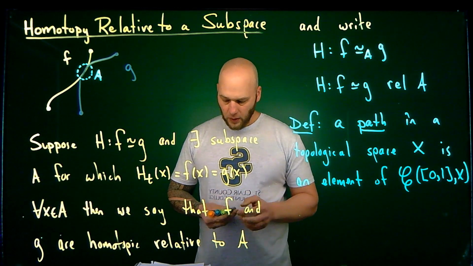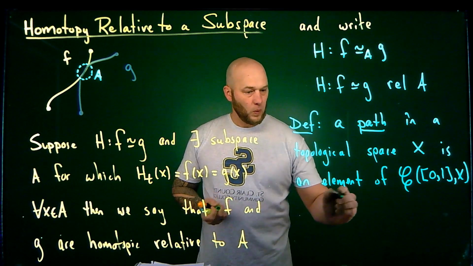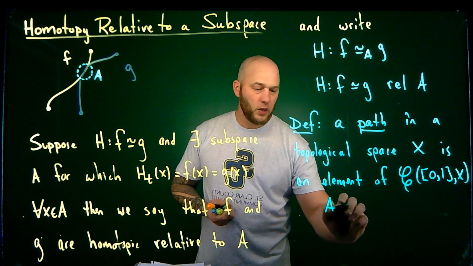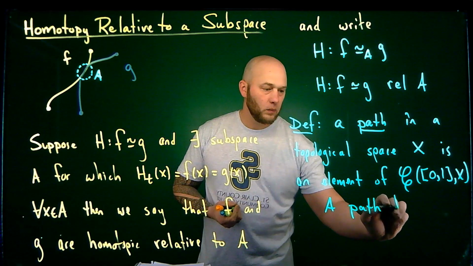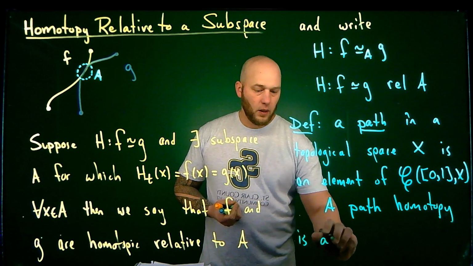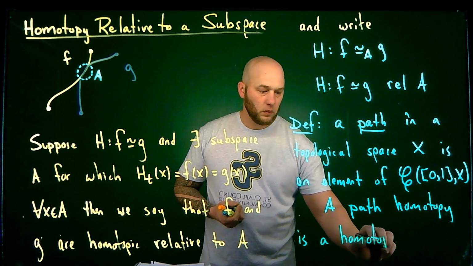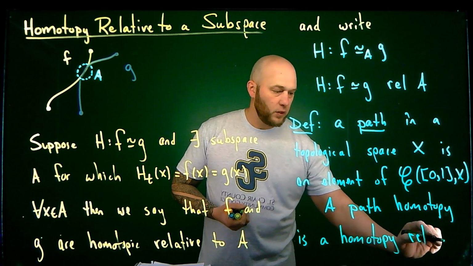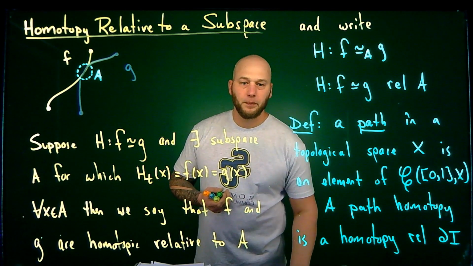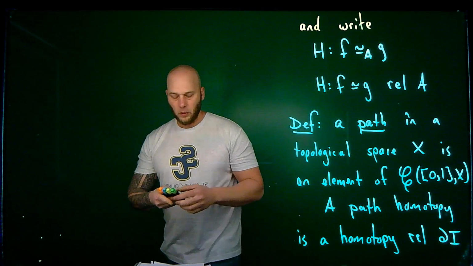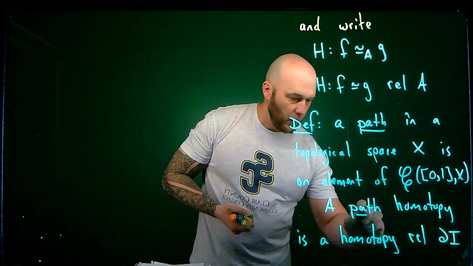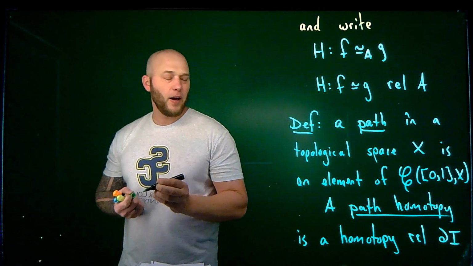And let's consider one more definition to tie along with that. A path homotopy is a homotopy relative to the boundary of I. Let me illustrate what that means. Okay, so let me give a picture for what a path homotopy is. A path homotopy is a homotopy which is relative to the boundary of I. And let's say I've got the following picture.